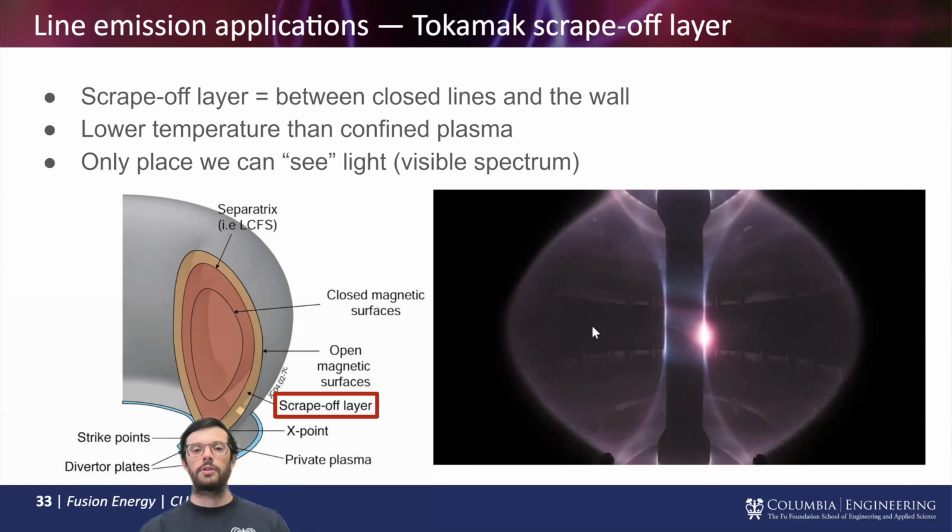You're actually not seeing the hottest, densest stuff. And again, this happens because line emission only happens when there are electrons bound to ions, so when you have some kind of bound system. And in the middle of a tokamak plasma, there's nothing bound. Those ions are completely stripped of their electrons. Everything's freely flying around, so you don't get line emission.